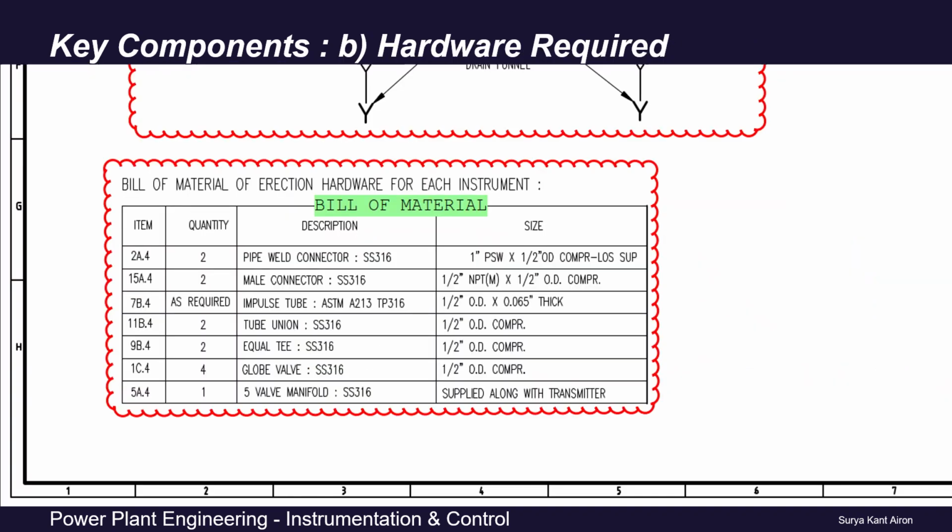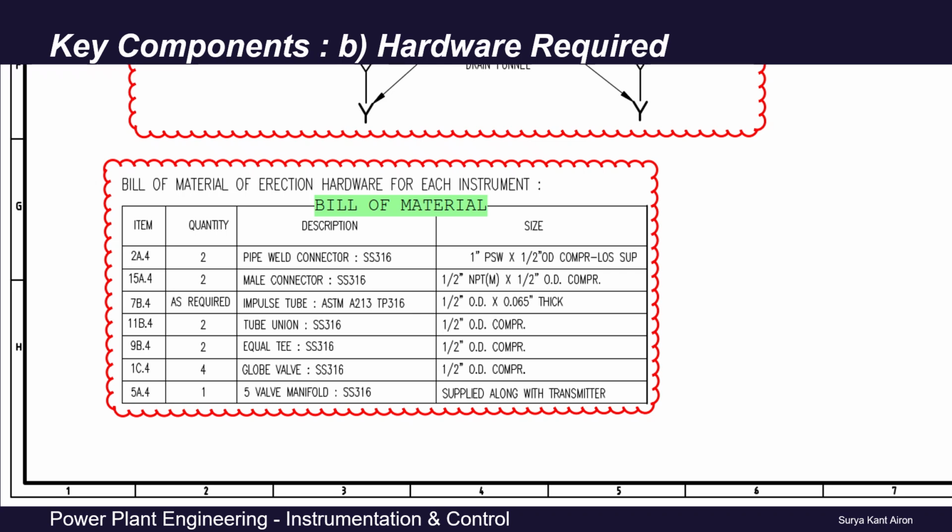Next, on the bottom left side, we can see this table listing all the material used for installing one instrument. In this instrument hookup diagram, each hardware used is assigned an item number, and the same is used in this table. This table provides, for installing each instrument, what are the different types of hardware used, which material this hardware is made of, what size is required, and in how much quantity per instrument installation. This table listing all hardware required is called bill of material.